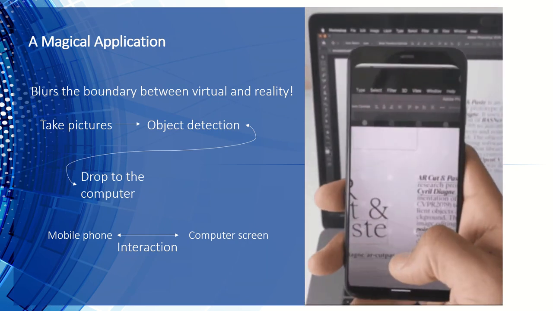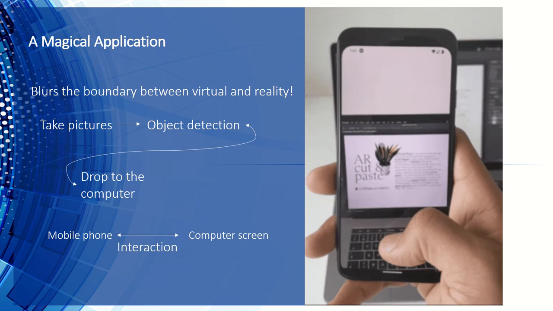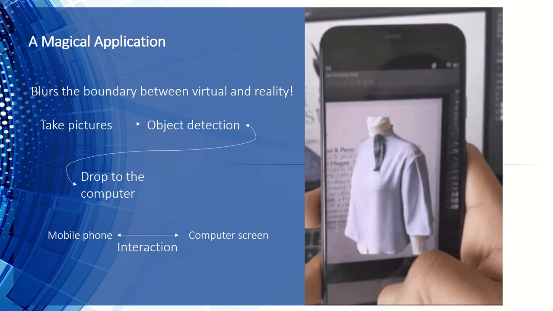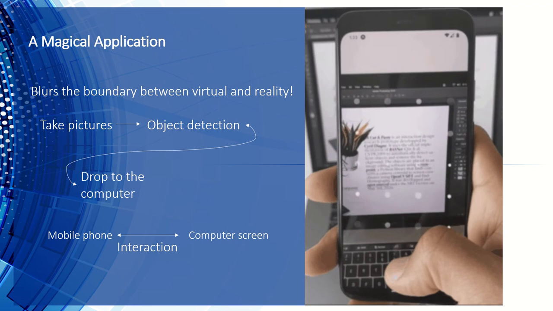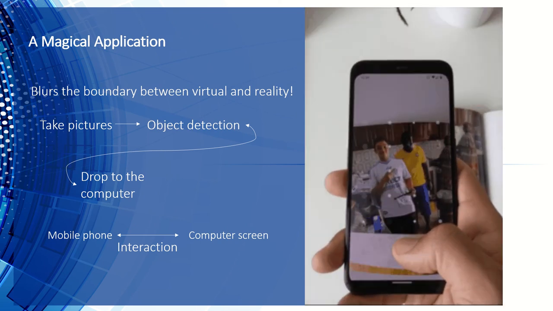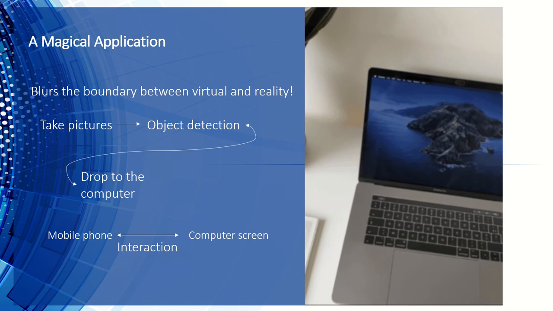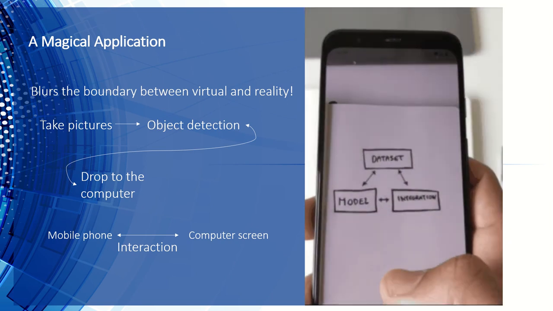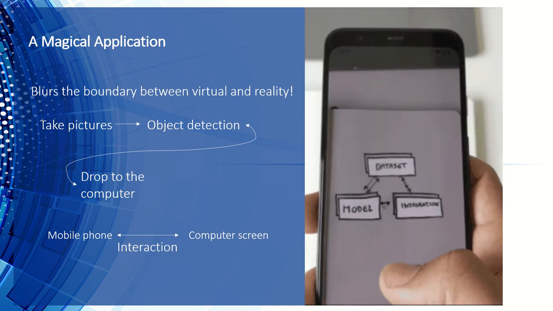Recently, a futuristic technology video that blurs the boundary between virtual and reality has become popular on Twitter. In this video, the developer used his mobile phone to photograph the real objects around him, and the mobile phone immediately picked out the most outstanding object from the screen.